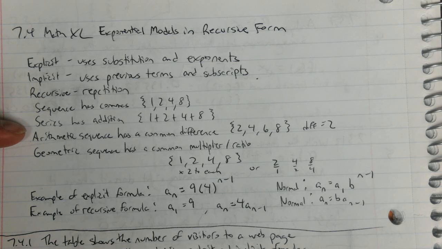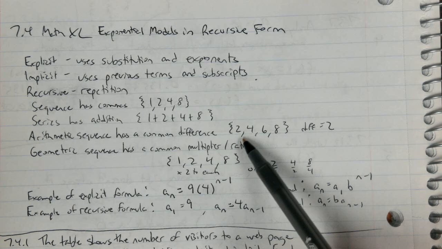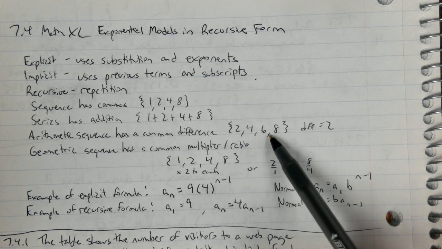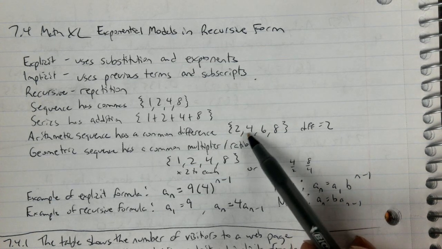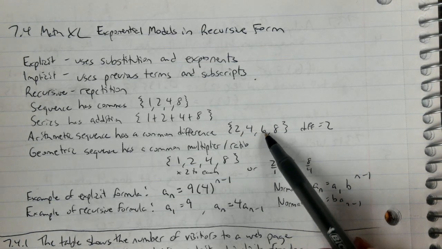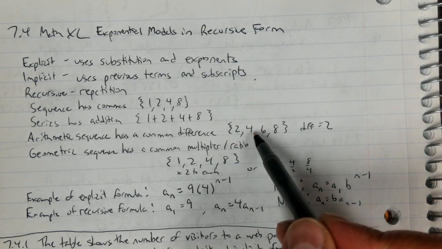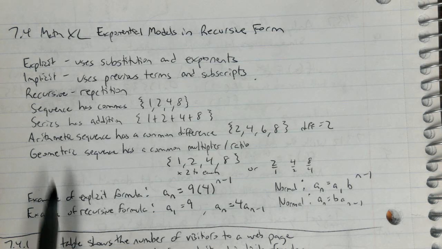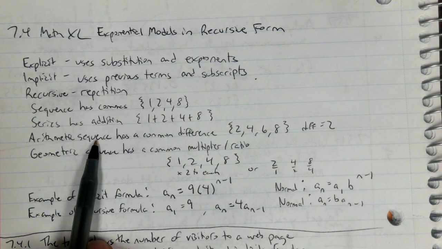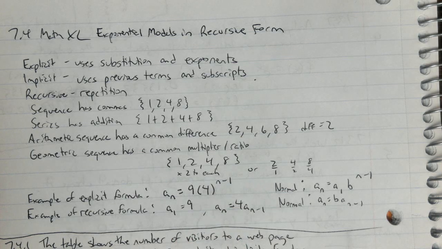Now when we talk about specifics, an arithmetic sequence has a common difference. Like on the sequence or pattern 2, 4, 6, 8, the difference is 2. You can either think 2 plus 2 is 4, 4 plus 2 is 6, etc. Or you could say 4 minus 2, 6 minus 4, 8 minus 6, etc. So the arithmetic sequence is when you're either adding or subtracting the same thing.